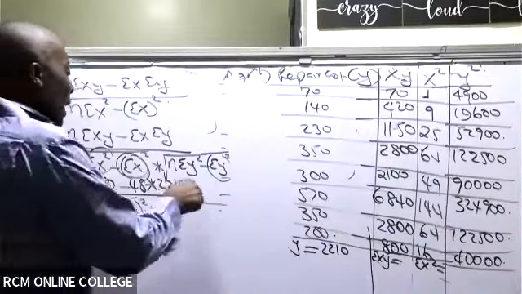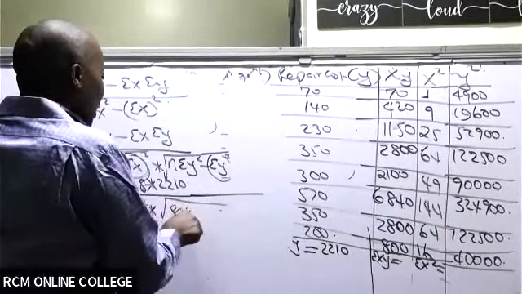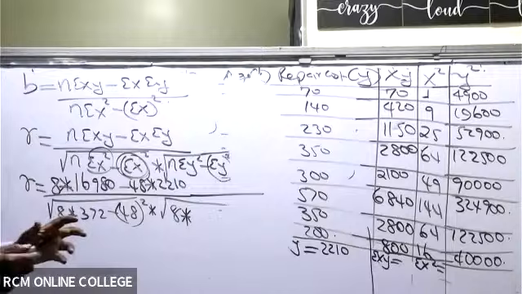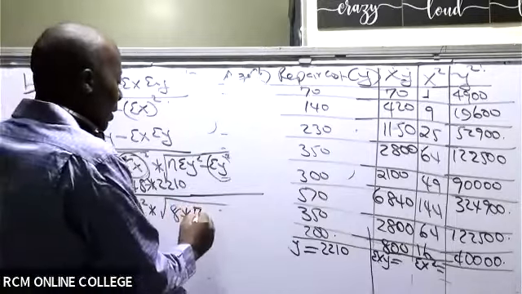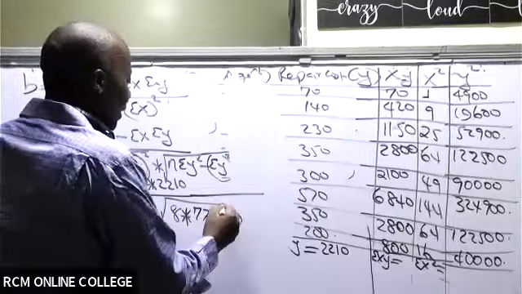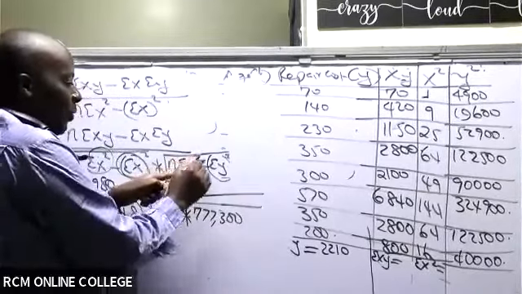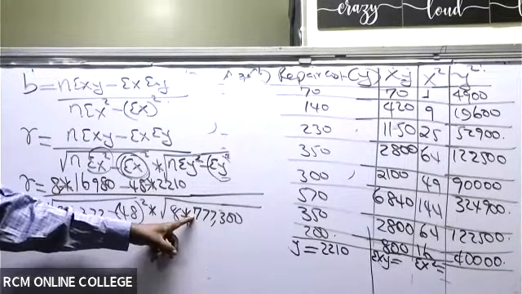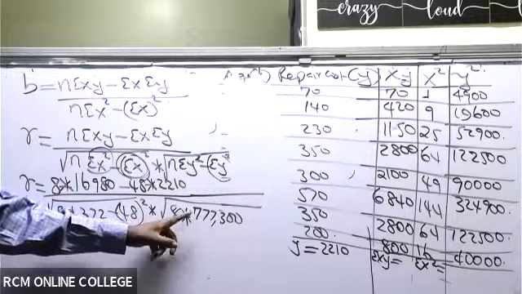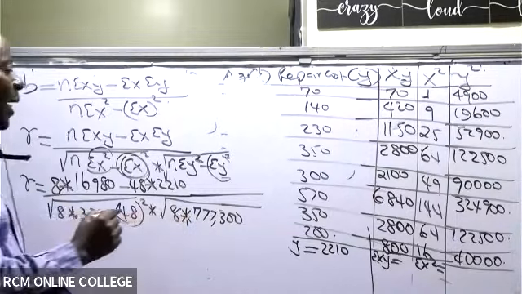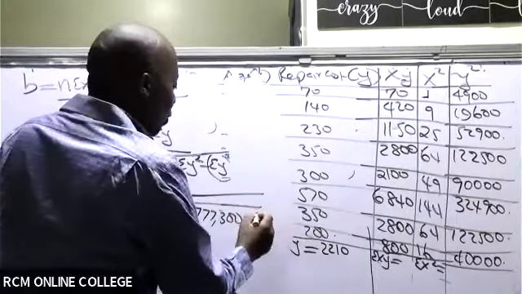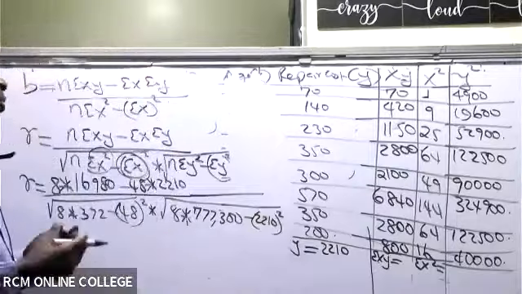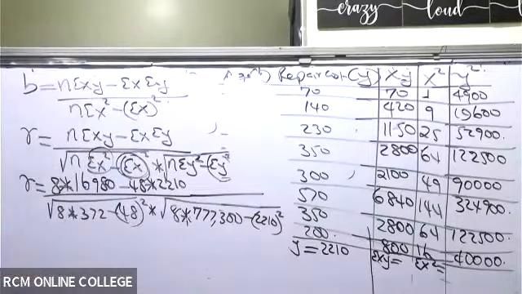For this other square root, we have, ladies and gentlemen, n, which is 8, times summation of y squared. Summation of y squared, you guys gave me a big number. Was it 777,300? Are you able to remember this number, 777,300? Yes. Minus summation of y that I have here, 2210, and now you square this. It may look big, but trust me, it's very simple.